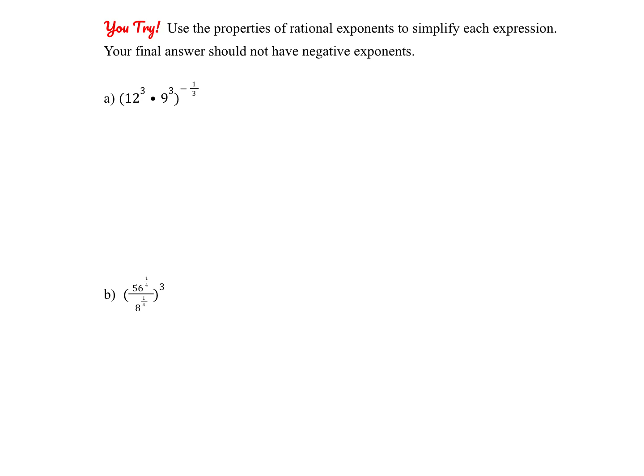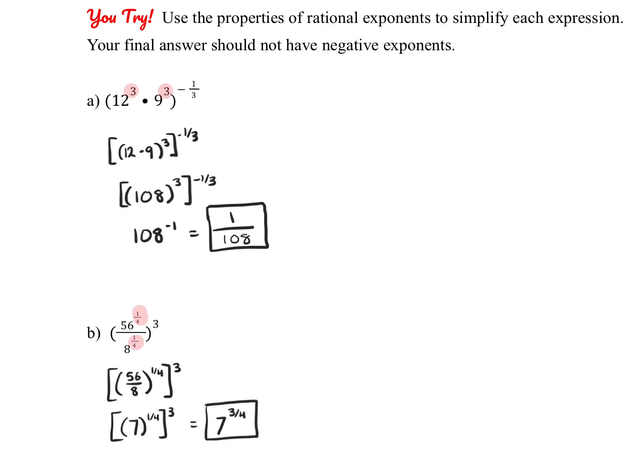Okay, here's the last for you to try on your own, so please pause the video. All right, go ahead and check your work here. So just like in the last example, we have terms that have different bases but the same exponent. So I'm going to rewrite it like this, and then I can multiply the 12 and the 9, and then I can use my power property here.